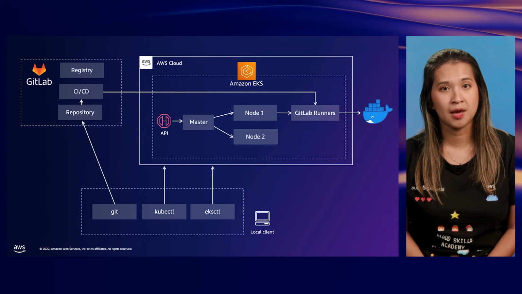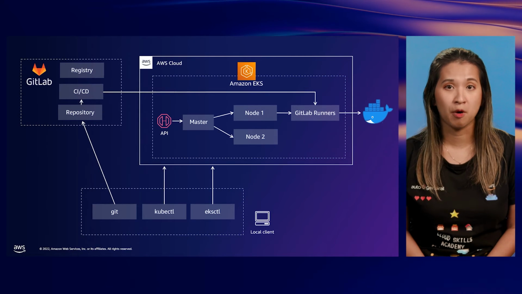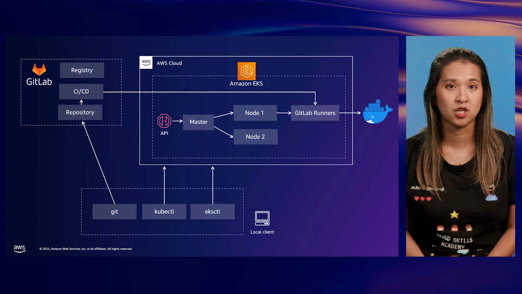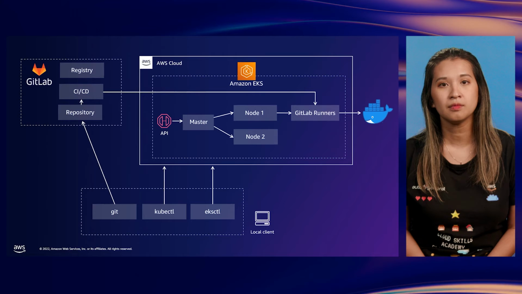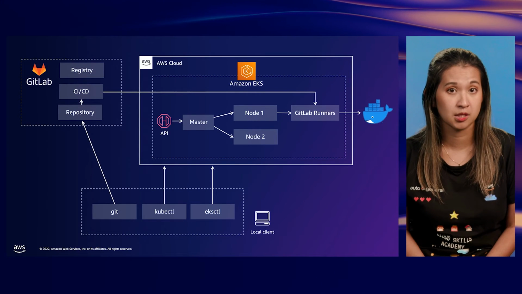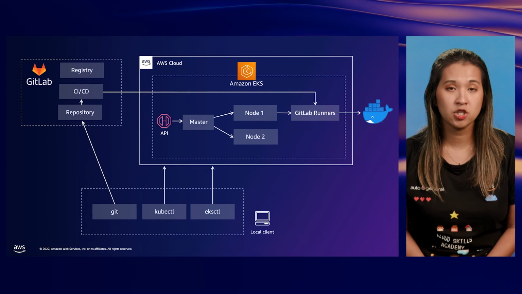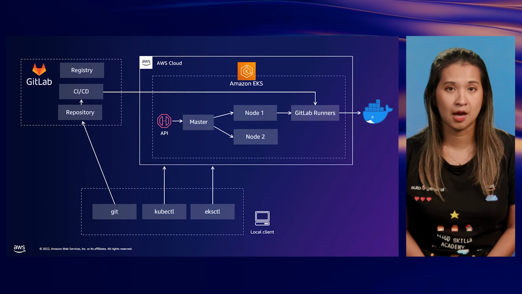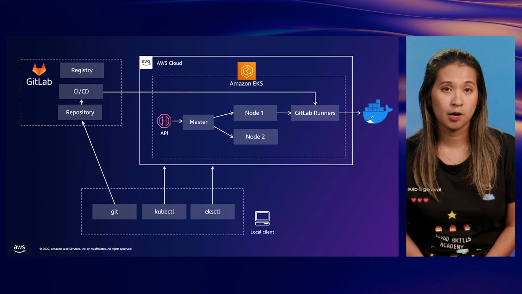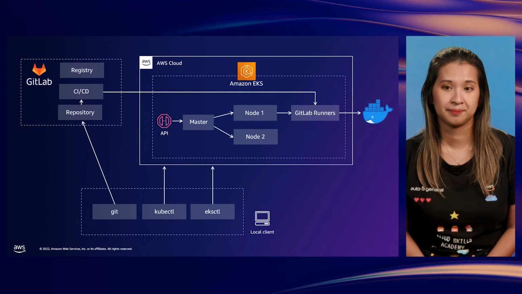essentially exposes the API that is the endpoint for authentication. It is responsible for scheduling deployments and managing the overall cluster. Nodes are where the pods are running, in this case, the GitLab runner pods. Kubernetes is a container orchestrator. The Docker registry itself can be run anywhere, for example, Amazon ECR, Docker Hub, or JFrog Artifactory. You just need to configure it within GitLab.